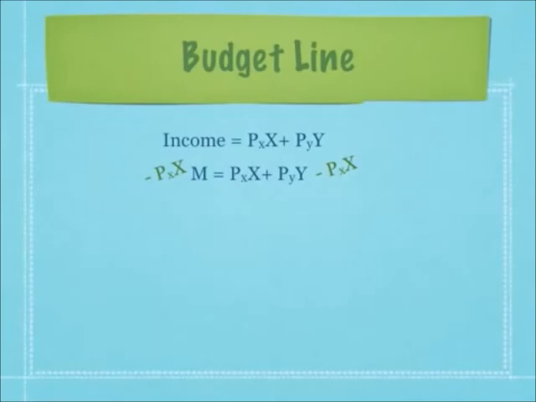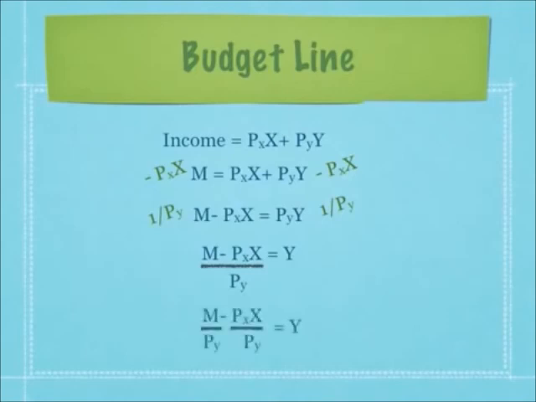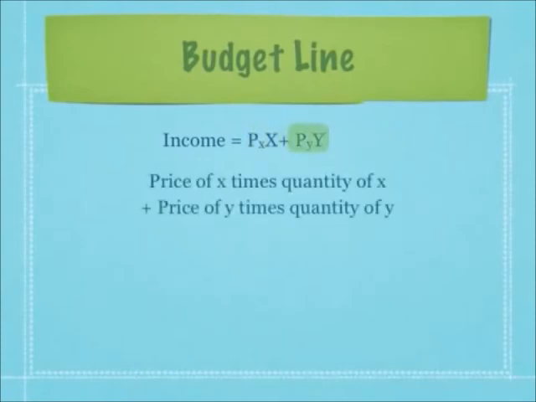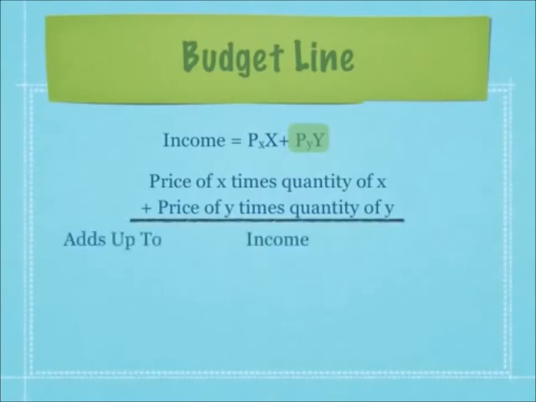So we subtract the price of X times the quantity of X from both sides of the equation, which gives us income minus the price of X times the quantity of X on the left-hand side, and price of Y times the quantity of Y on the right-hand side. We divide both sides by the price of Y to isolate Y, which gives us an equation like that, and eventually we have this equation here. Again, price of X times the quantity of X plus the price of Y times quantity of Y, and all this adds up to income.